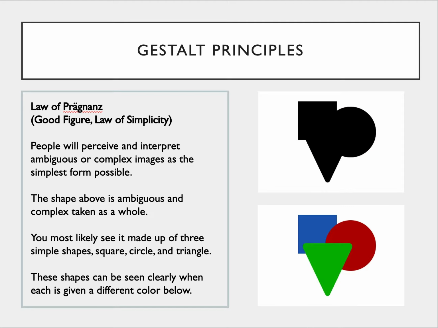Okay, so good figure, law of simplicity. And that is basically people will perceive and interpret anything that is not easily recognizable as the simplest form possible, right? So for instance, we've got this image on the right that is an ambiguous form. It's not something we have a name for. I'm not even sure what I would call that. I can't even make up a name. That's how hard that is to do.